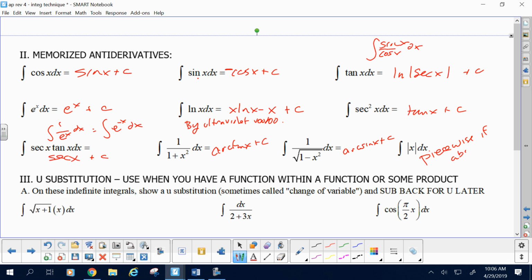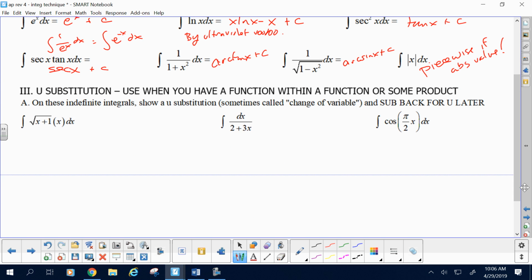Just like in derivatives, absolute value screams piecewise. What is it like on the positive side? What is it like on the negative side? Okay? All right. U substitution.